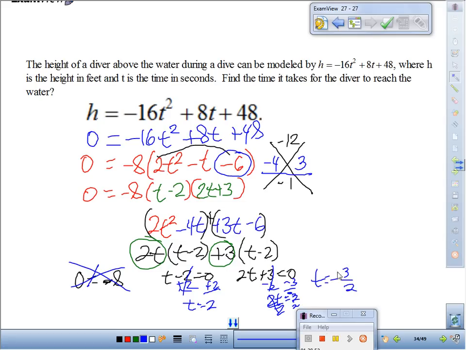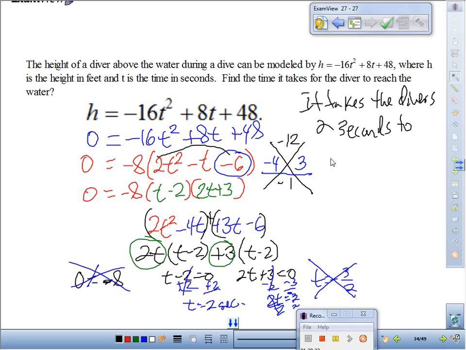However, it's a word problem and they're talking about time. Can we measure time with negative? No. Therefore, we use this one. So it says, find the time it takes the diver to reach the water in seconds. So how many seconds? 2. So then you just write, it takes the diver 2 seconds to reach the water.